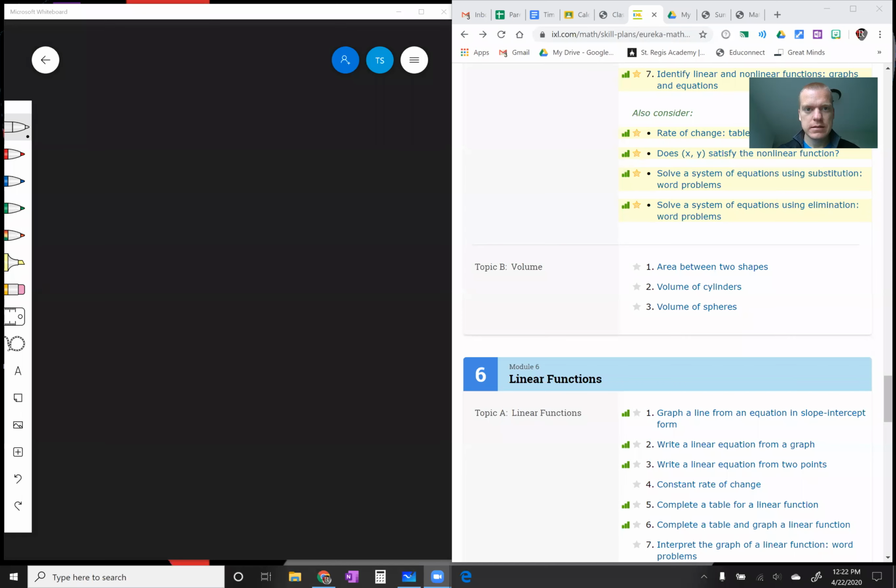This is one of my favorites. It has a lot to do with geometry and equations still. So let me show you exactly what it's going to be. Okay, so today we're going to work on this one right here. Area between two shapes. So the topic is B, volume, area between two shapes. Okay, so let's look at them.